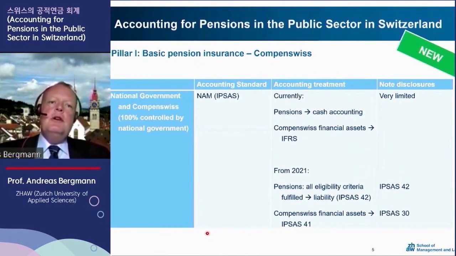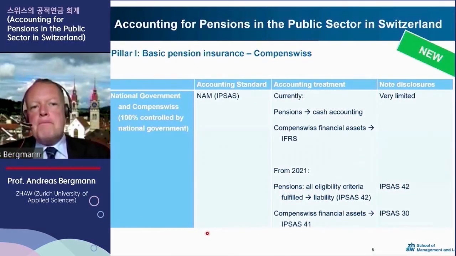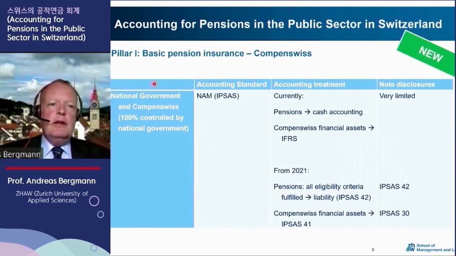So what is now the accounting really? Starting off with Pillar 1, the basic public pension. Right now, or until 2020, this is the last year actually, the accounting for this pension is cash accounting. So until now we have used cash accounting, but now having IPSAS 42 available, starting in 2021, we will move to accrual for this general public pension as well.